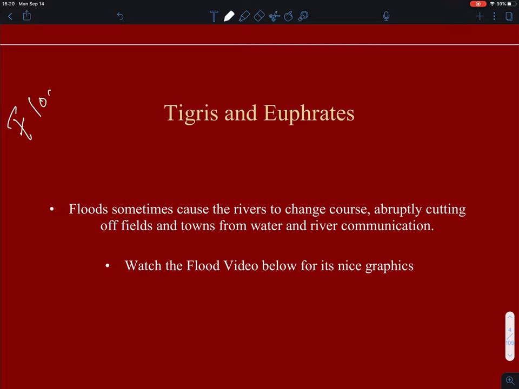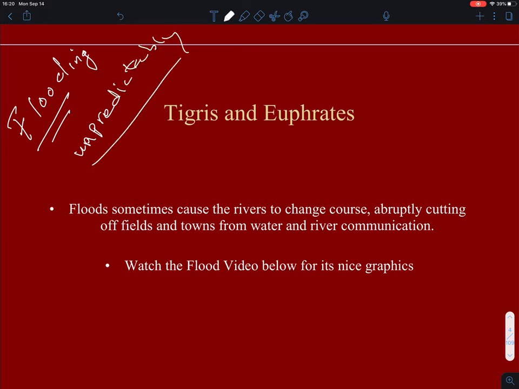I want you to remember this: flooding unpredictably. Flooding unpredictably. Okay.